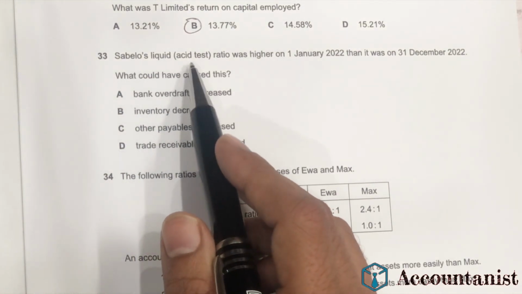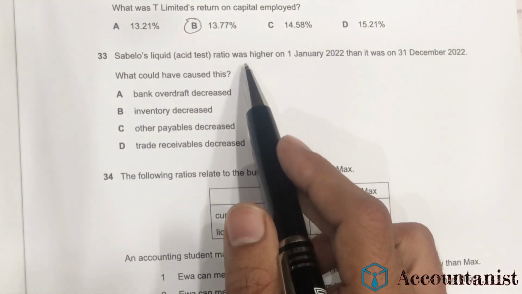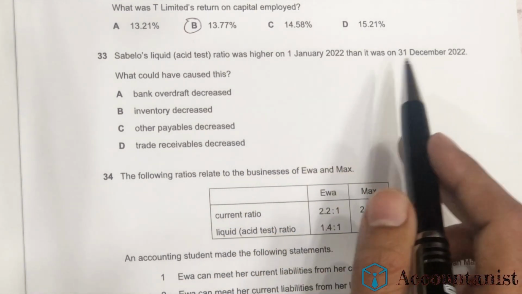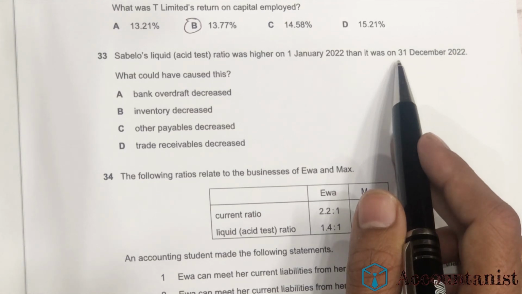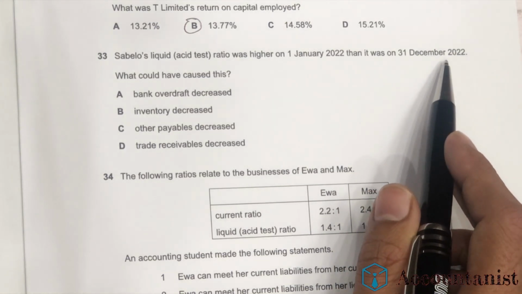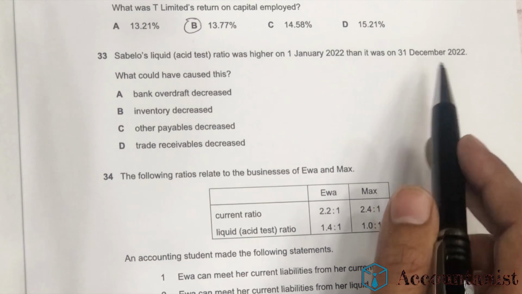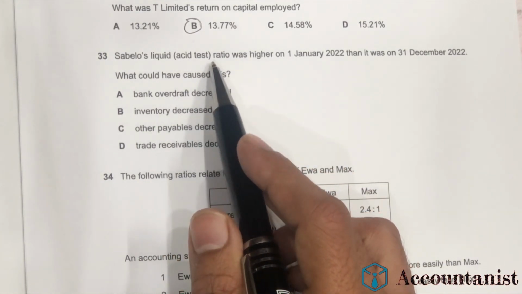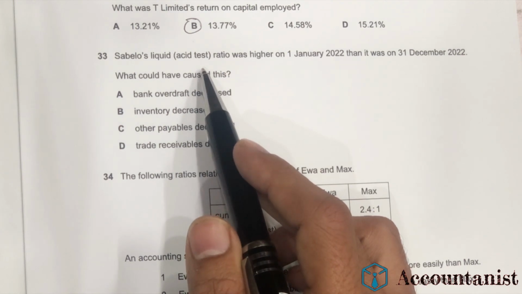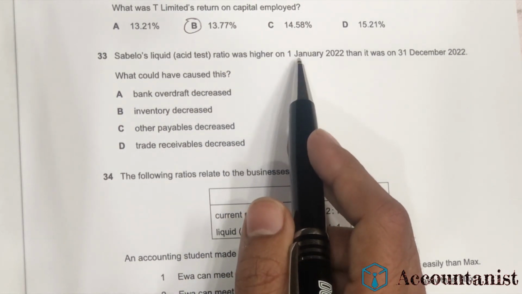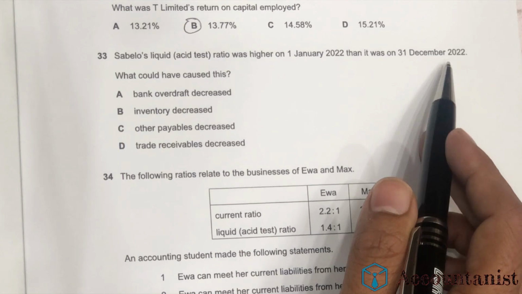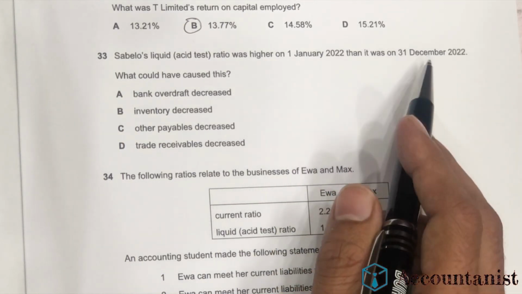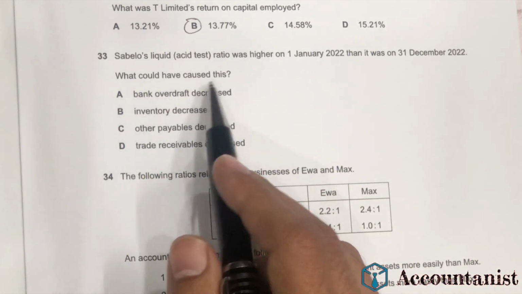Sabilo's liquid asset test ratio was higher on 1st January 2022 than it was on 31st December 2022. Liquid asset test ratio means current assets less closing inventory divided by current liabilities. So it was more in the beginning than at the end. So it was higher at the start, but it was lower at the end. So what could be the cause of this?